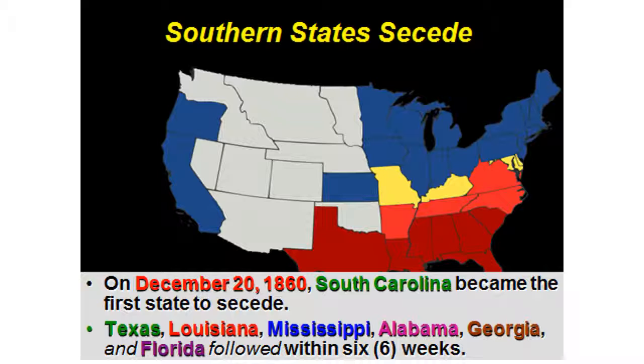South Carolina seceded on December 20th in 1860. And then within the next 6 weeks, 6 more states joined South Carolina. You had Texas, Louisiana, Mississippi, Alabama, Georgia, and Florida, and they're all indicated in the red on the map there. These new states, though, now decided how they were going to run things.